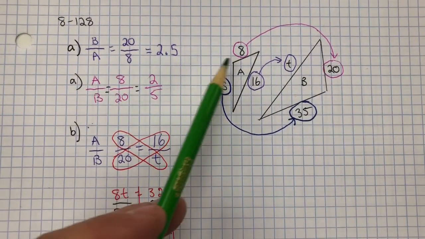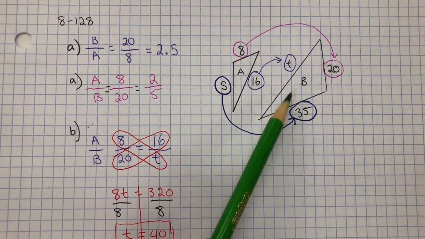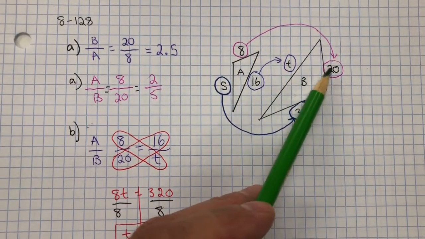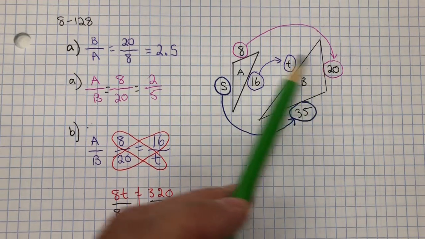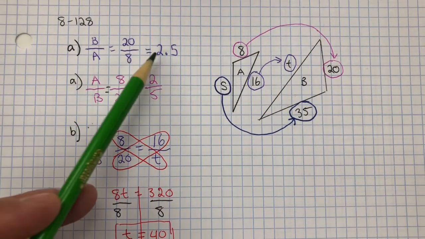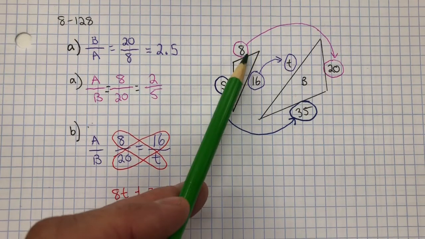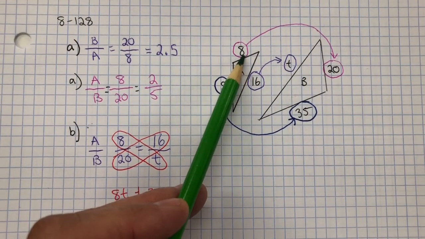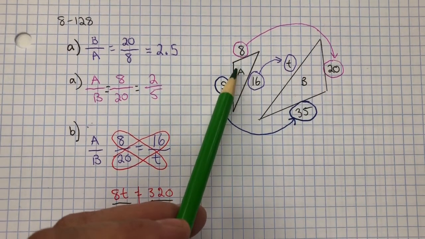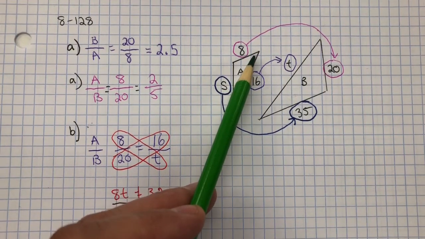So what I'm going to do is show you how we got from B to A. So here are the two corresponding values, 20 and 8. So 20 to 8, or 20 divided by 8, equals 2.5. So if I were to multiply 2.5 times 8, I would get 20. So the scale factor from A to B is 2.5, or 2 5/10.